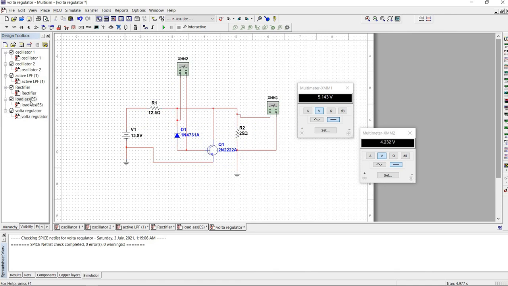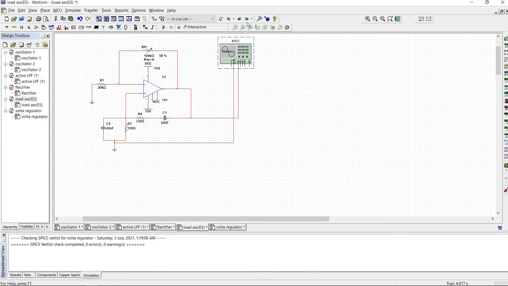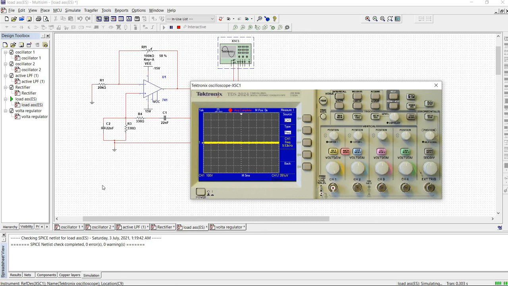Okay, for the last part, I show my load circuit and I run. My frequency for the circuit is 9.53 kilohertz.